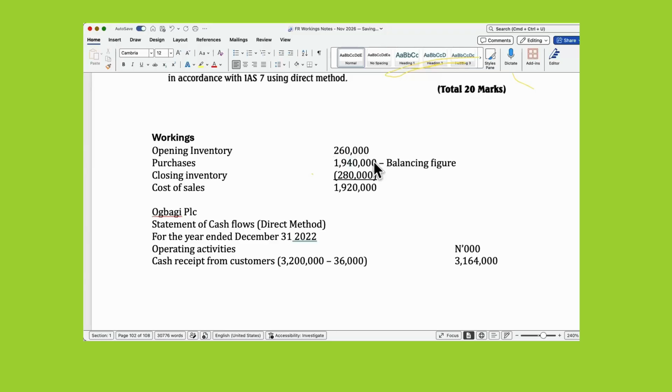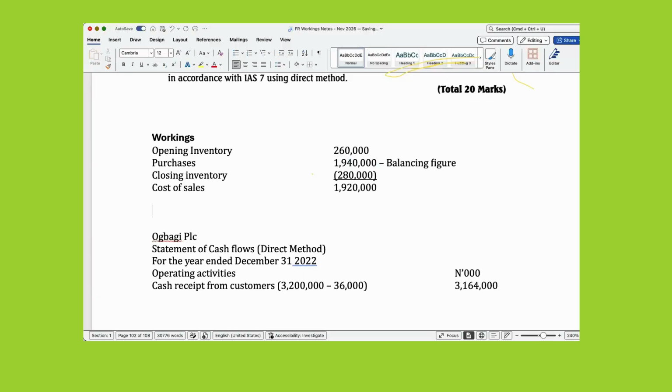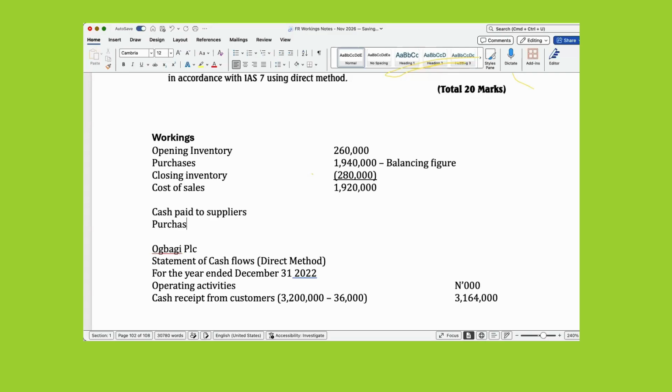That's my purchases, 1940. So 260 minus 280, that gives minus 20. It goes to the other side, it becomes an addition. Then that's my balancing figure. Now, having determined that, I can now get my cash paid to suppliers. My cash paid to suppliers, which is my purchases, which is 1940.